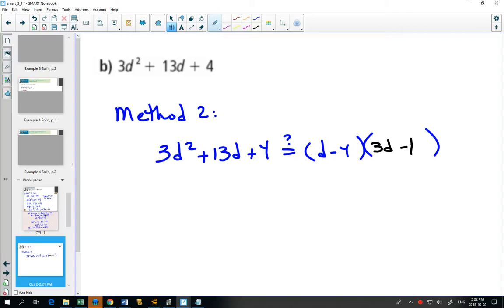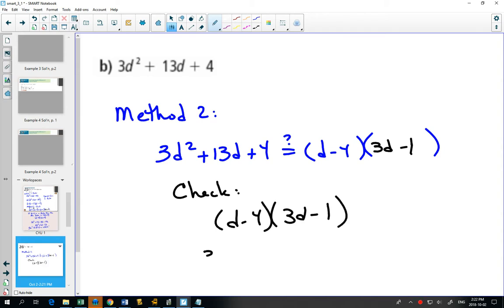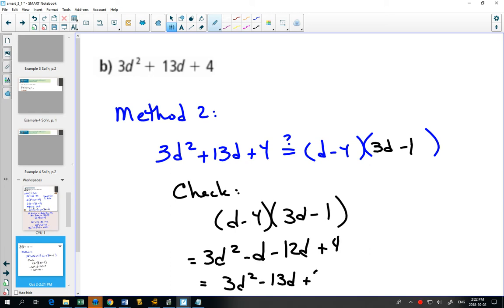So now I would have to check what happens when I multiply d minus 4 times 3d minus 1. Well, I will get 3d squared minus 1d minus 12d plus 4. If I combine my like terms, does it match up? No. Because this one has a plus 13, ours has a minus 13.